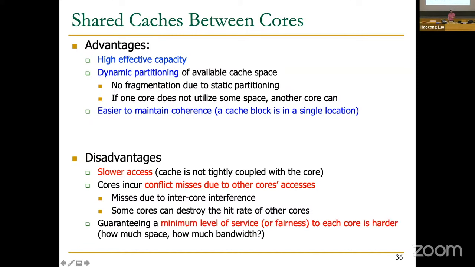And essentially, guaranteeing a minimum level of service or fairness to each core becomes harder because of this sharing. How much space do you provide? How much bandwidth do you provide? You need to answer these questions when you're designing the resource.